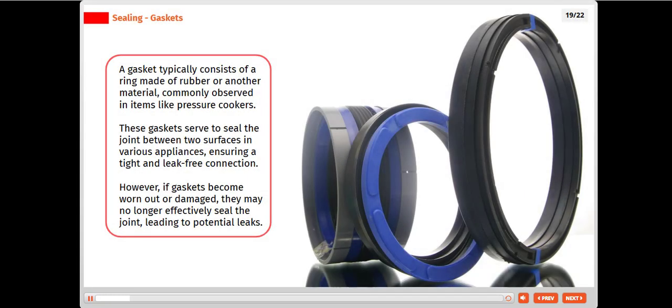A gasket typically consists of a ring made of rubber or another material, commonly observed in items like pressure cookers. These gaskets serve to seal the joint between two surfaces in various appliances, ensuring a tight and leak-free connection. However, if gaskets become worn out or damaged, they may no longer effectively seal the joint, leading to potential leaks.